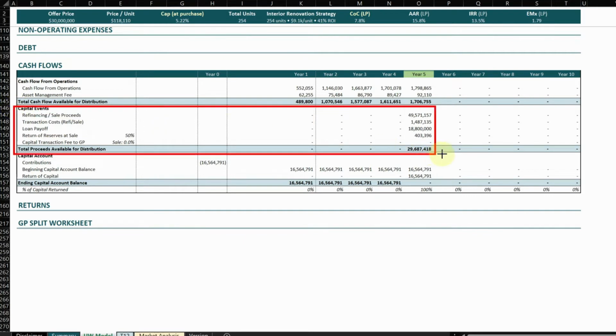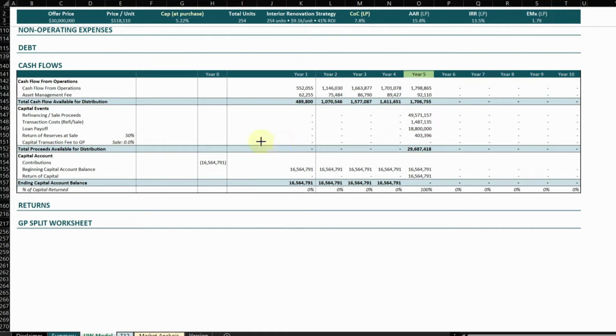Capital events. So this is including all the refinancing, the sale proceeds, costs, loan payoff. You can see I have the return of reserves at sale included in here, so that gets included for proceeds available for distribution. And then if you have a refinance fee modeled or a disposition fee modeled, you're going to see that in this last section here. So I have 0% for both of those.